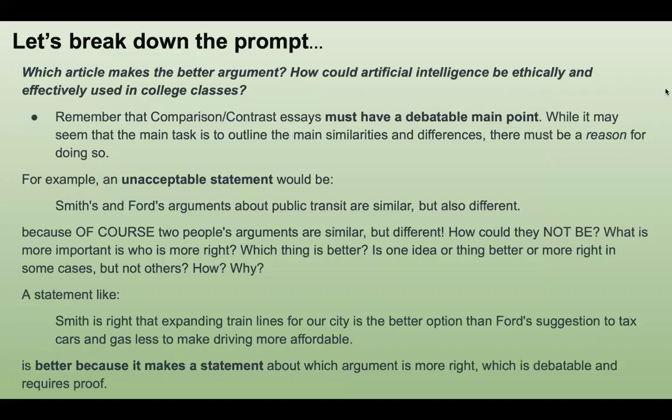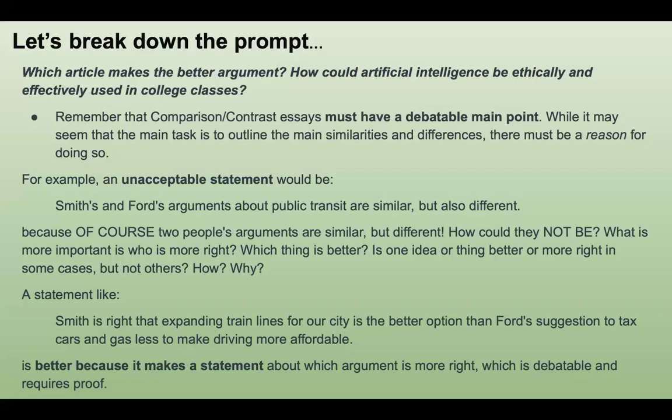Let's see here. Okay, so let's think about what the prompt is asking for this assignment, right? Basically, it's asking which article makes a better argument. You're supposed to read those two articles, and then you're supposed to be answering, how could artificial intelligence be ethically and effectively used in college classes? So there's a couple elements here that you need to think about when you're writing this essay.